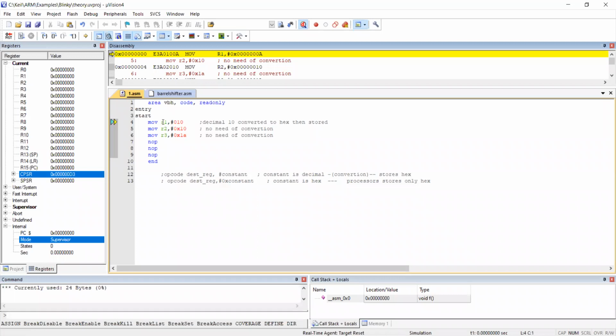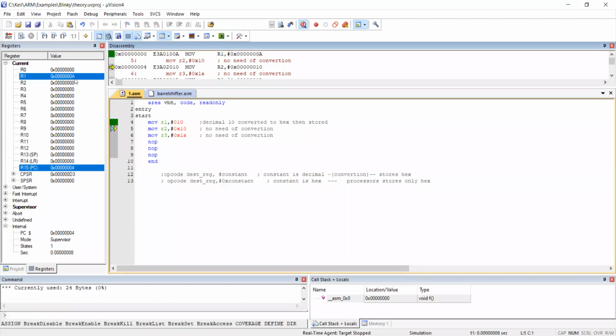So what happens? Can anybody type the answer? What is the value we will get in R1 if I hit this button? Will it be 10 or will it be A? Okay, correct. Yes, he is correct. A, correct. Next question: what is the answer you can expect in R2? 10. Okay.